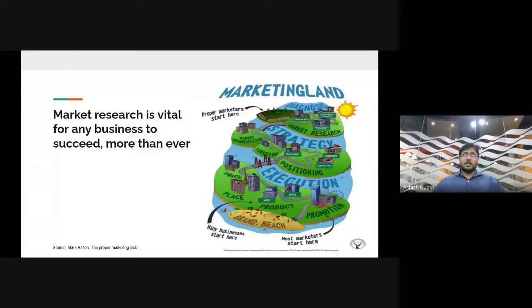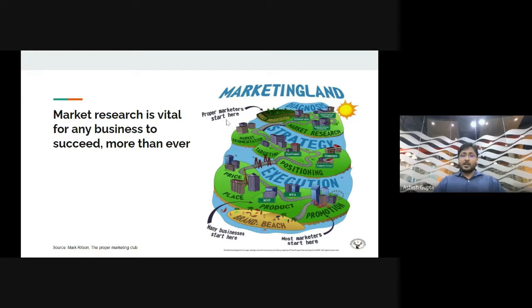And market research is very vital, right? More than ever. Now, I really like this part over here on the right, which was actually built by Mark Ritson in his book, where you typically see marketers today saying that I have a brilliant product and I want to launch in the market, and let's promote this product to get as much sales as possible.